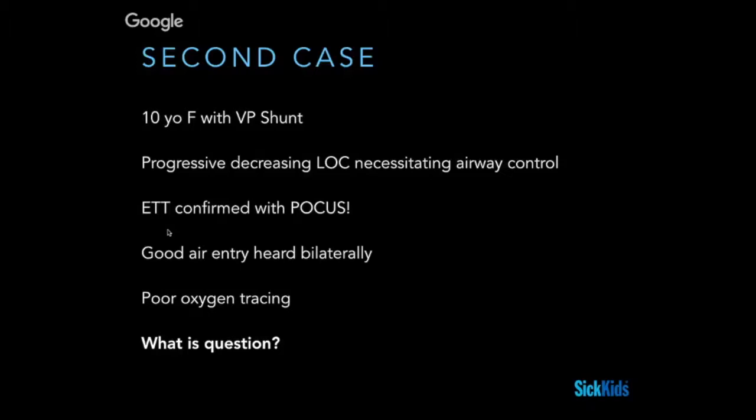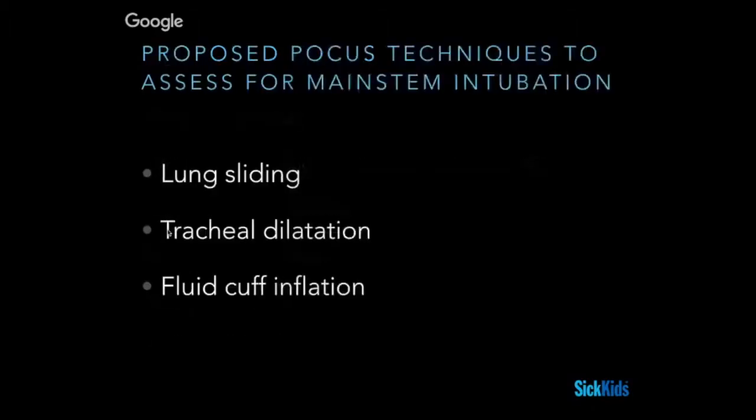There's a bunch of questions there, but probably your main question in the setting of a patient that was previously oxygenating well is going to be, are they mainstem as a result of you putting that in? So what techniques do we have available to us to check for mainstem intubation? Probably the one that you'll see the most quoted in the literature is lung sliding. There's also a technique called tracheal dilatation, and then there's fluid cuff inflation, which is probably the one we're the biggest proponents of, though we use it a lot less often than perhaps we should because of the challenges in getting people to want to do it. But we'll talk about what that is.